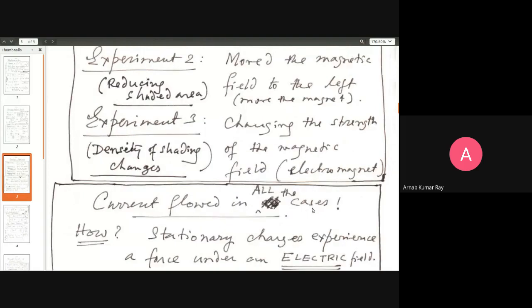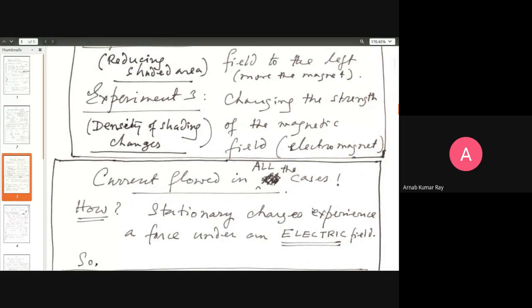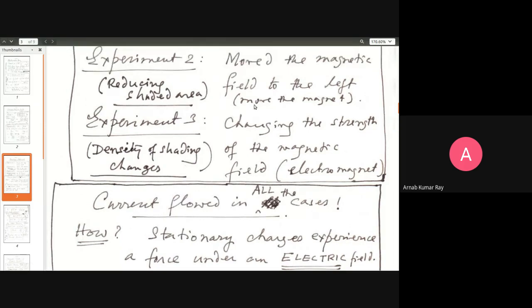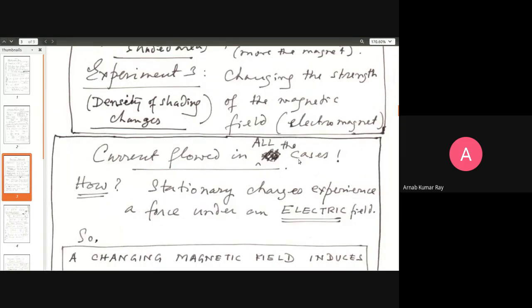Where is this current coming from? Logically follow the chain of argument of Faraday. The wire had stationary charges. Nobody is touching the wire. And stationary charges can only experience an electric field and nothing else. You have not produced any electric field in the neighborhood. You are only playing around with the magnetic field, either shifting the magnetic field to the left or changing the strength of the magnetic field.